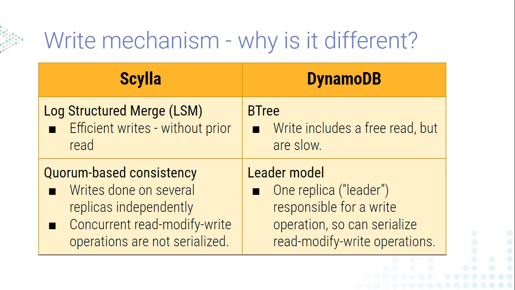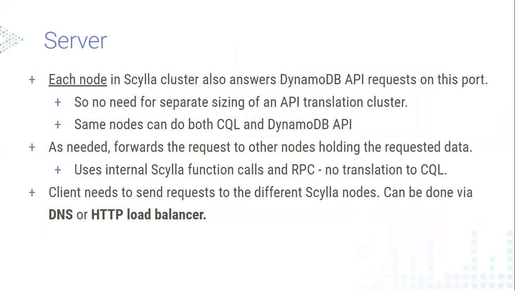Okay, so this is the reason why this difference happened, that Scylla focuses on writes that don't need the previous read, while DynamoDB focuses on writes that do give you the previous value. But although this difference exists, we are working on adding this feature also to Scylla, which is called LWT, which is mentioned in the previous slide.